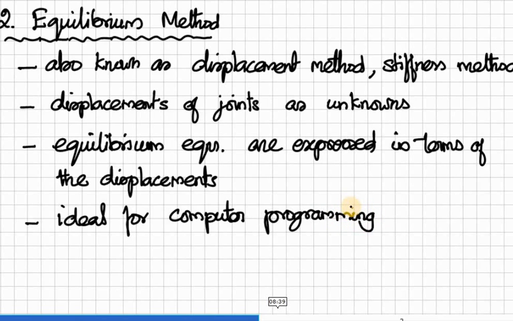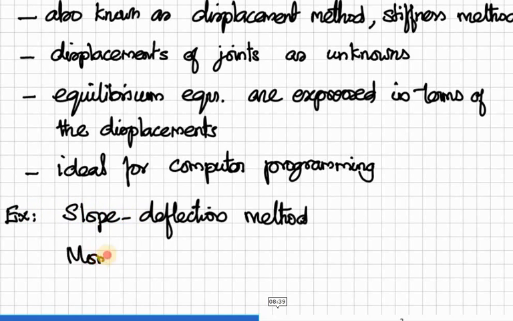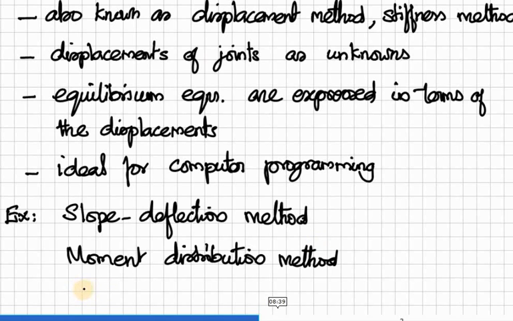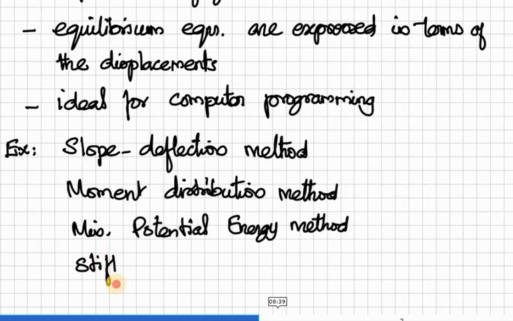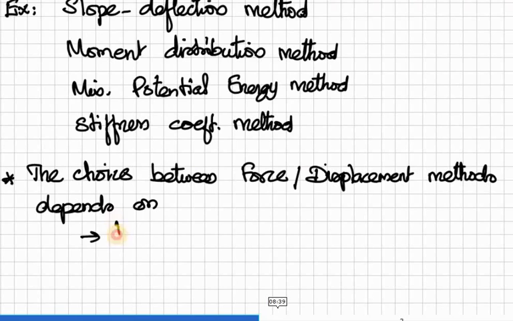As an example, the methods which are coming under this equilibrium method are slope deflection method, moment distribution method, minimum potential energy method, stiffness coefficient method, etc. The choice between force and displacement, that is compatibility and equilibrium method, depends upon the type of the structure and its support condition.